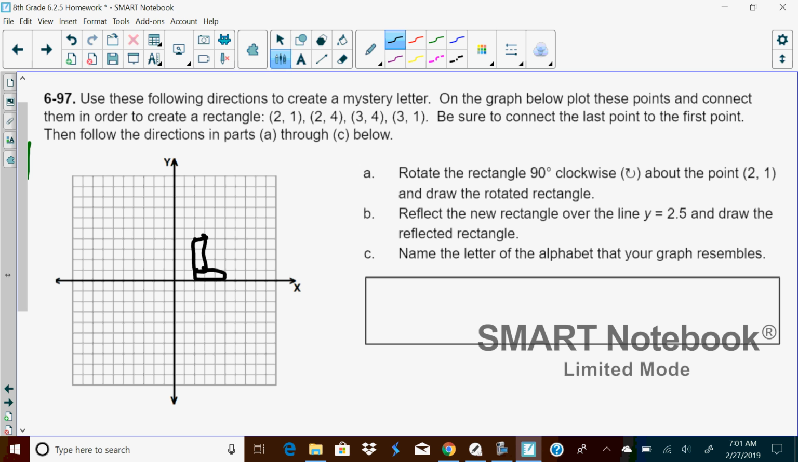And then it says reflect the shape over the line y equals 2.5. So 1, 2.5. It's right here. So when I reflect it, it ends up here. So then the last part says, what letter does that represent or resemble? It's a C.